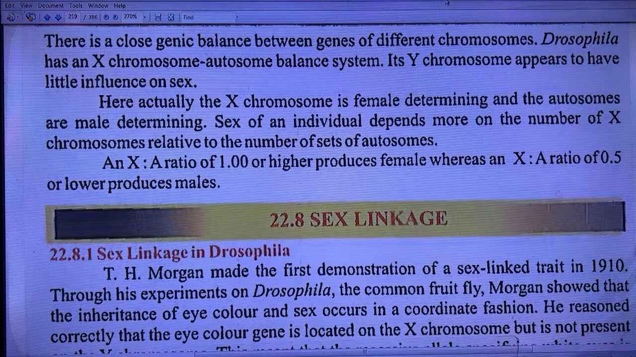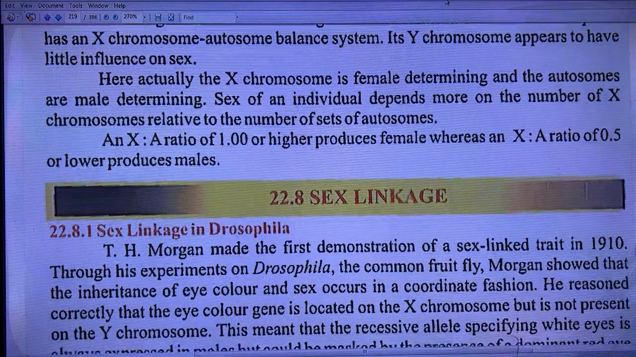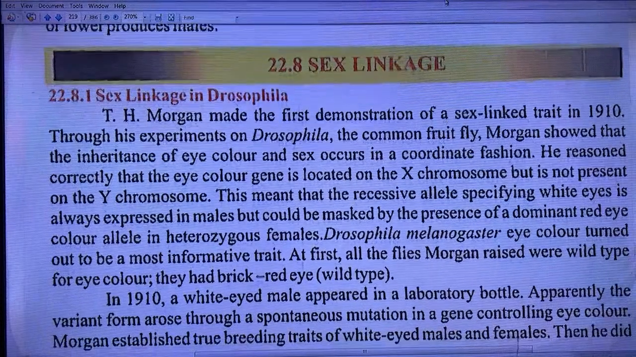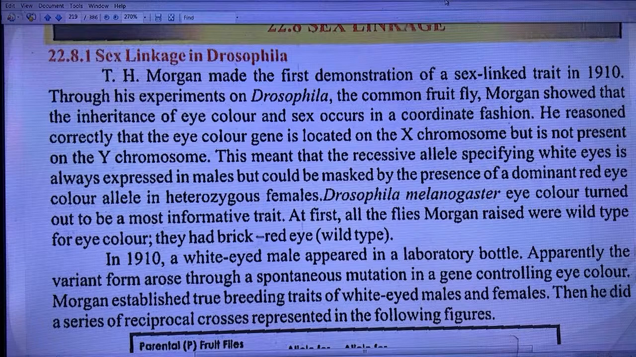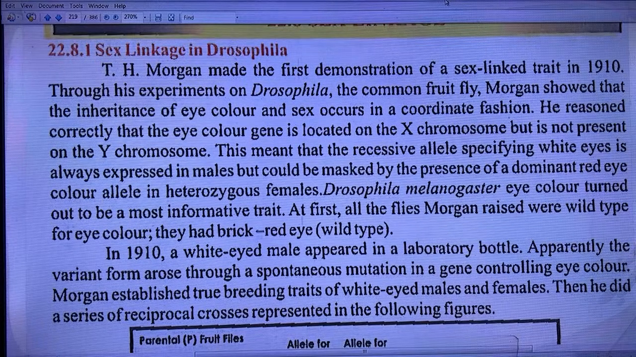An X to A ratio of 1.00 or higher produces female, whereas an X to A ratio of 0.5 or lower produces males. Sex linkage in Drosophila. T.H. Morgan made the first demonstration of a sex-linked trait in 1910 through his experiment on Drosophila, the common fruit fly. Morgan showed the inheritance of eye color and sex in a codominance fashion.